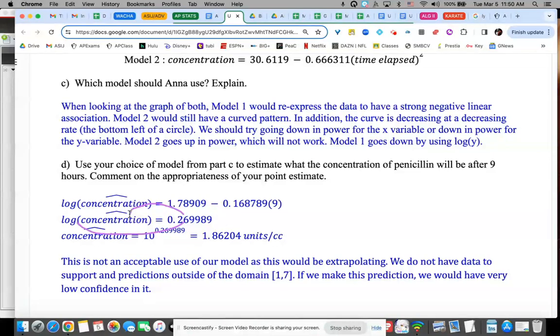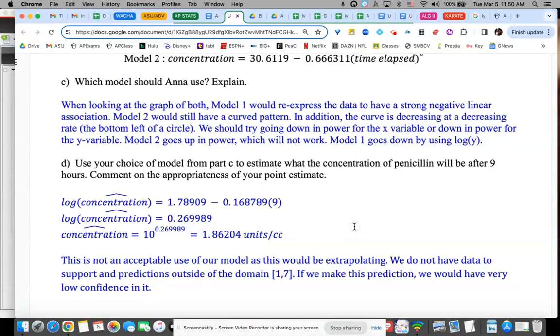Roll the log to get the concentration out of it. So get rid of the logarithm. So that's 10 to the 0.2699 power. I just leave all the decimals, don't round too much. Powers can be really finicky with decimals. Okay, so when you put that all in, you should get 1.86 as your answer. Make sure you put units on it and all that stuff.